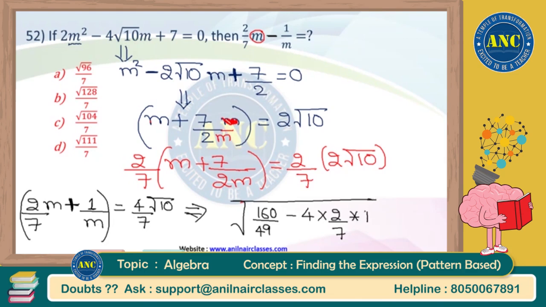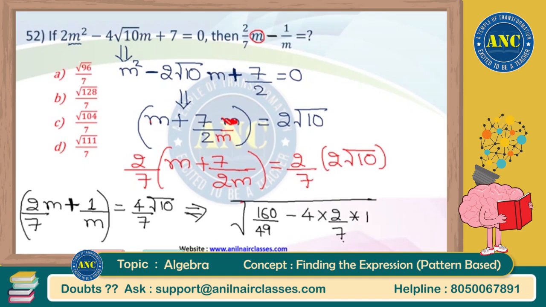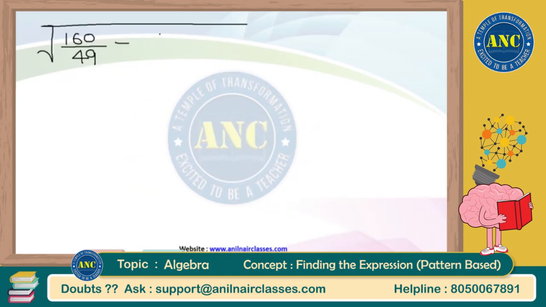So let me write it in the next screen. Let me write the same answer once again. 160 divided by 49 under the square root, minus 4 into 2 by 7, which is nothing but 8 by 7. But the LCM of 49 and 7 is 49. Let me make the common denominator in both cases. This is 49, and this also should become 49, so multiply by 7, multiply by 7.